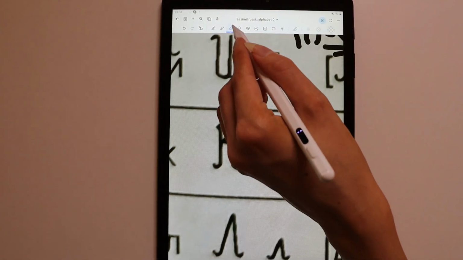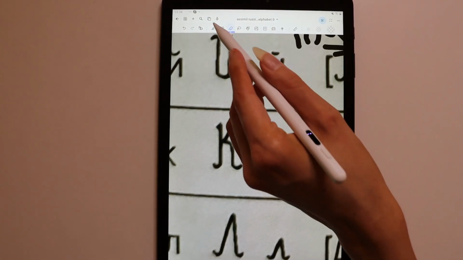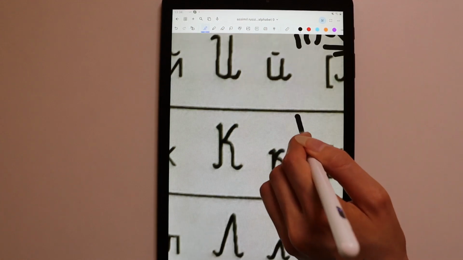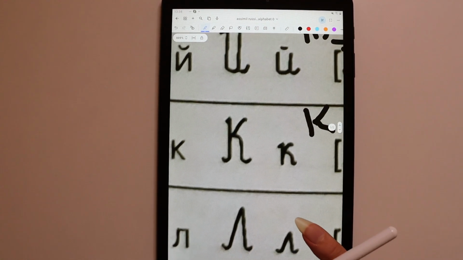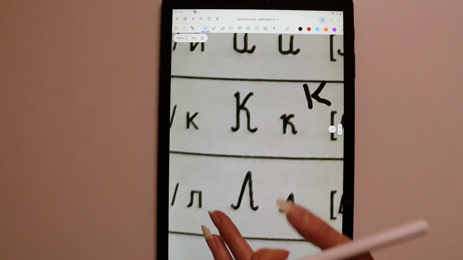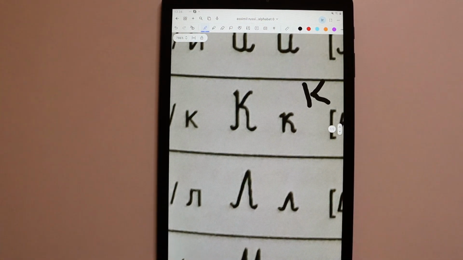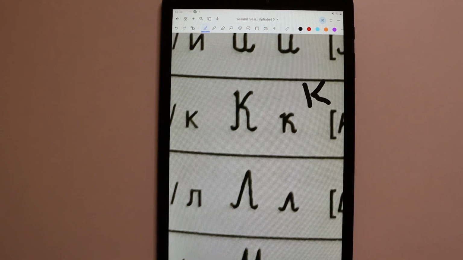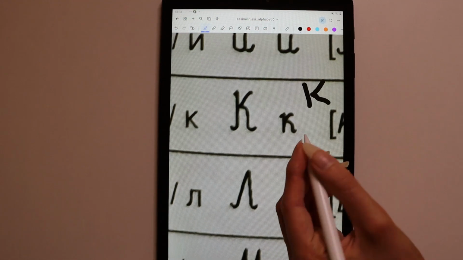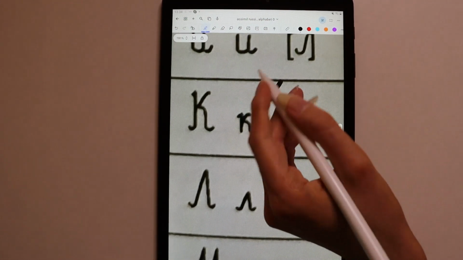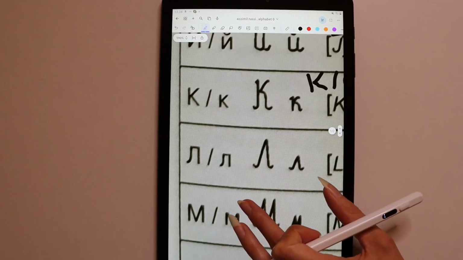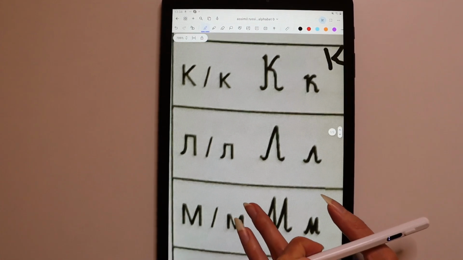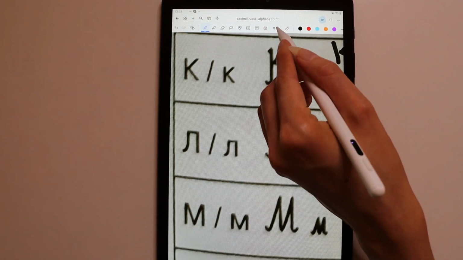I feel like this pen is really thick today. Like a K. Like a K in kitten as an example, or like a C in English, like in cat. It can also be a C, just this K sound. Ka, ka.